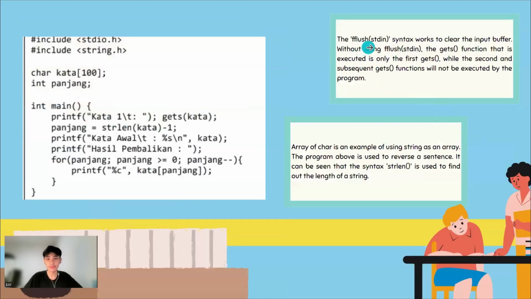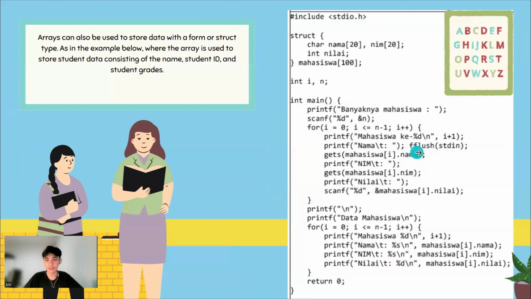Okay. The fflush(stdin) syntax works to clear the input buffer. Without it, the gets function that is executed is only the first gets, while the second and subsequent gets functions will not be executed by the program. Here we see the fflush(stdin) syntax used in the program. It makes the first gets and the second gets work after the scanf.